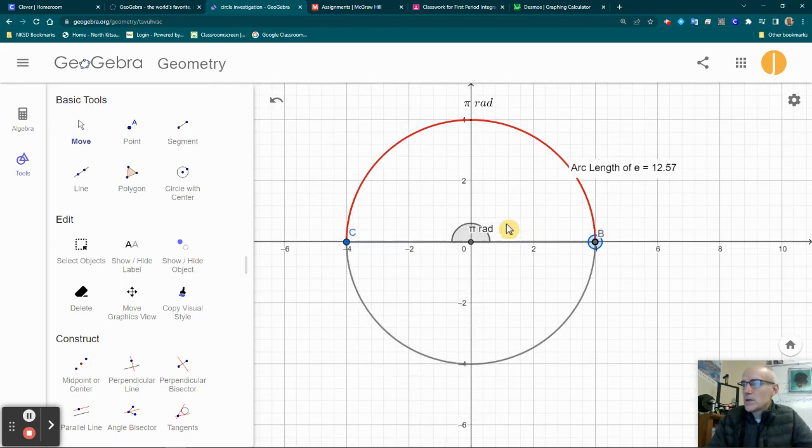Let me see if I can zoom out so you can see it. So the angle measure is still pi radians. I'm going halfway around the circle, but the radius is now 3, so my arc length is 3 times that angle measure.